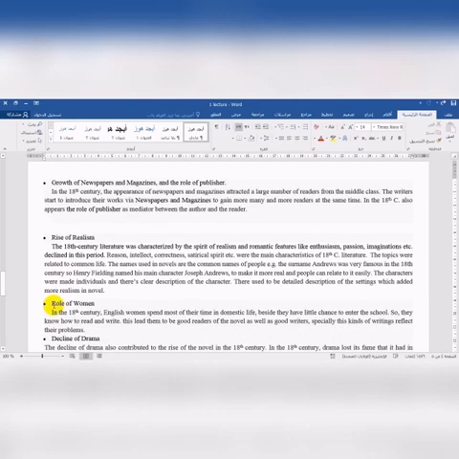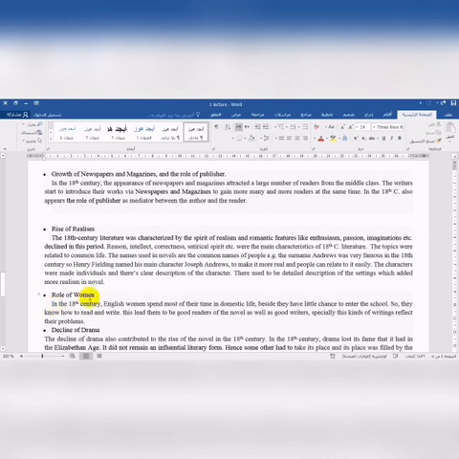Yes, also another role, the role of women. What is the role of women? I mean, women in the 18th century did not have the same role as a man.